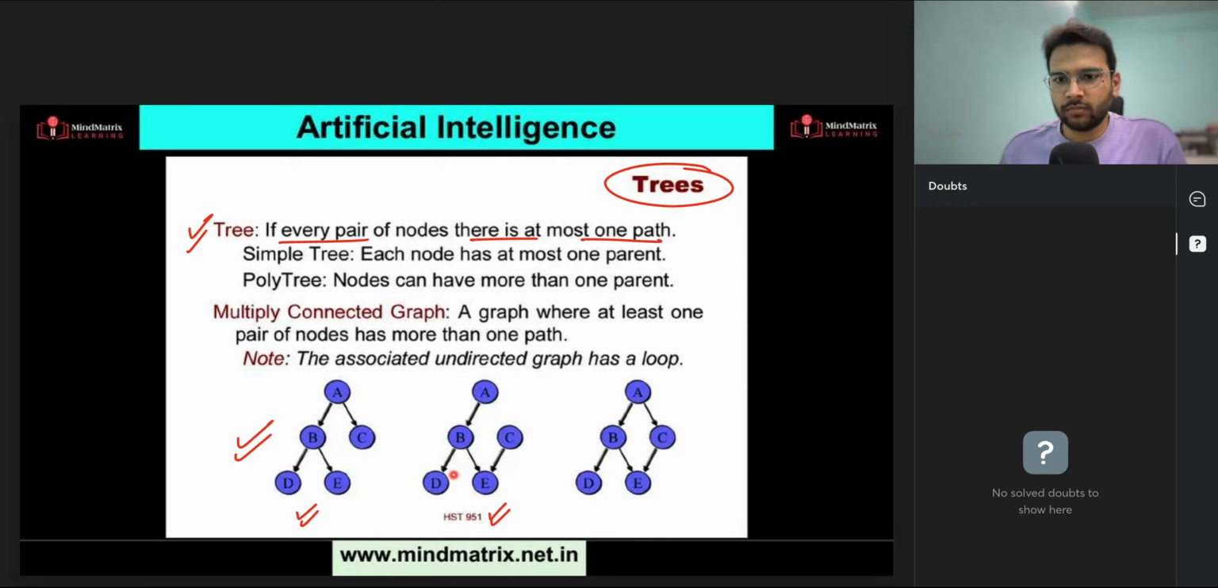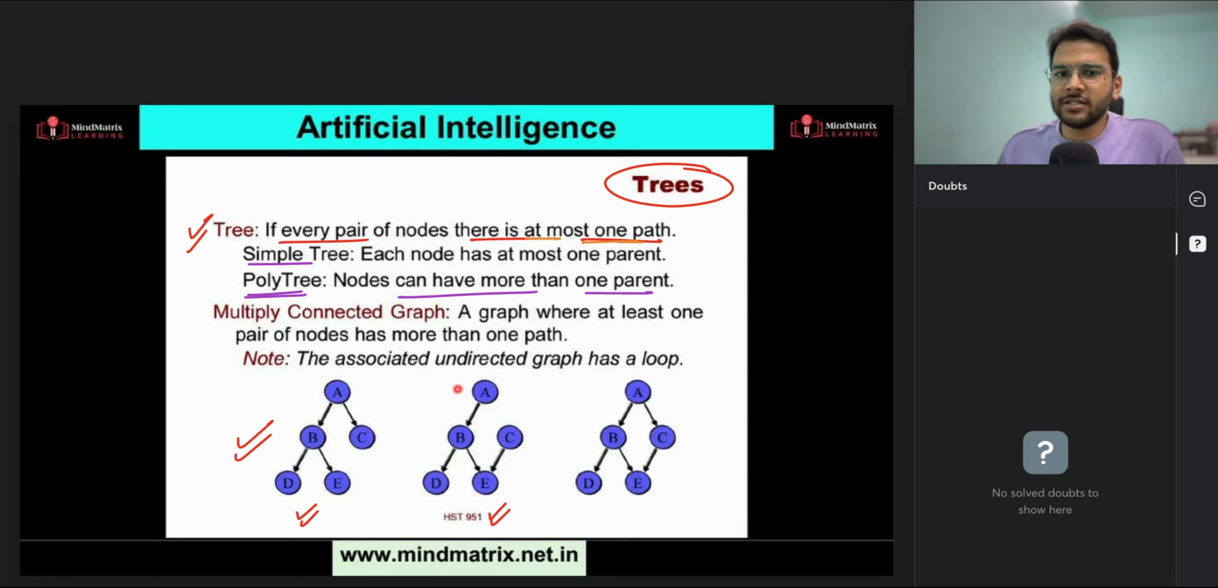Manjunath is saying no. What is the reason? See, there should exist at most one path. If you carefully see here, E has two parents. But see, if I talk about polytree, nodes can have more than one parent, right? We are not talking about whether it is simple tree or polytree. I'm just simply asking whether it is a tree or not.